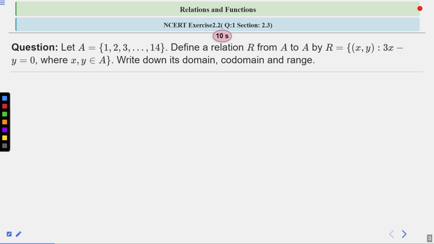You'll have some seconds to try this problem. Then afterwards we will move on to the solution slide. So your time starts now.